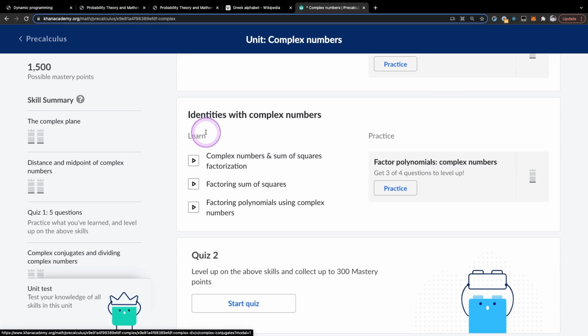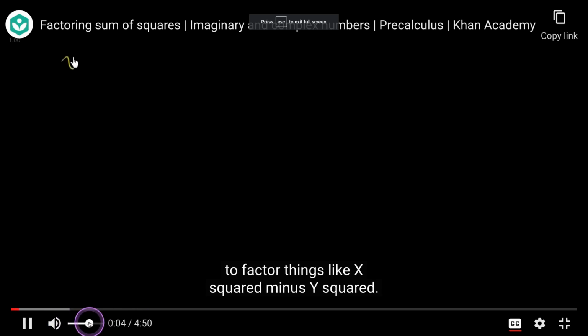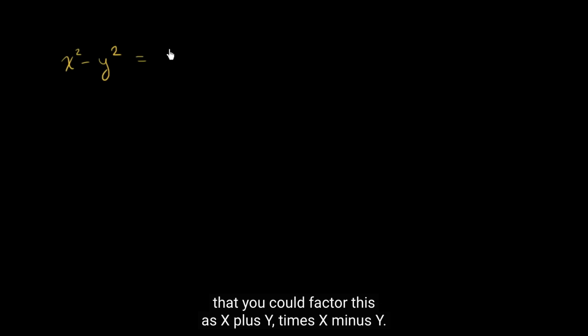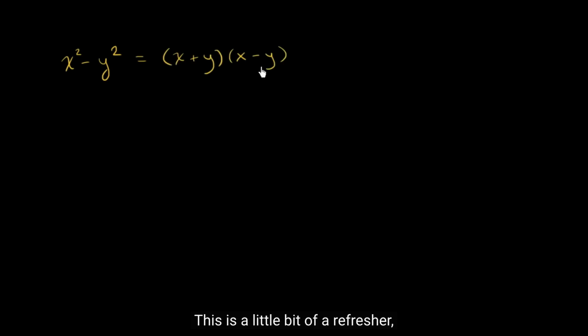Then what is this? Identities with complex numbers. Complex numbers and sum of squares factorization. What is that? Long ago in algebra class, we learned to factor things like x squared minus y squared. We saw that this is a difference of squares, and that you could factor this as x plus y times x minus y. And just as a little bit of a refresher, you can multiply these two together and verify that you get x squared minus y squared.